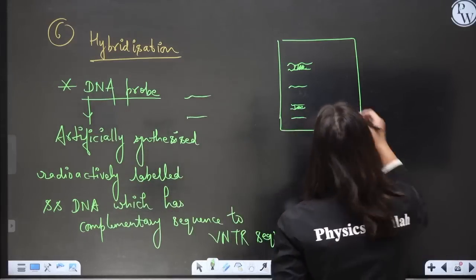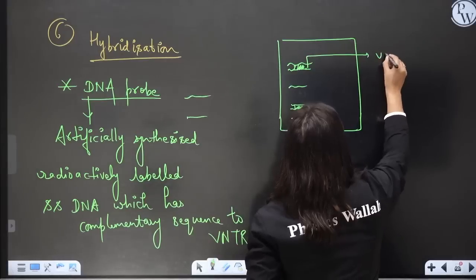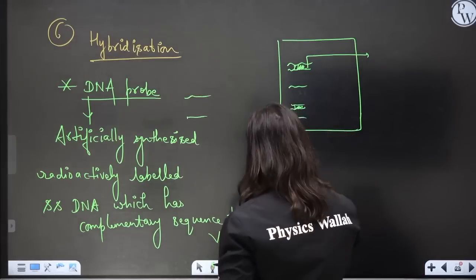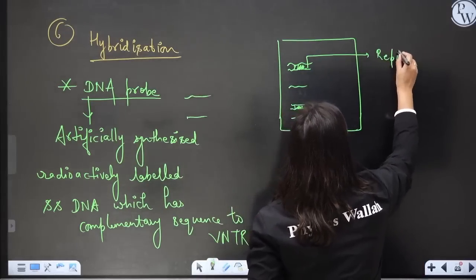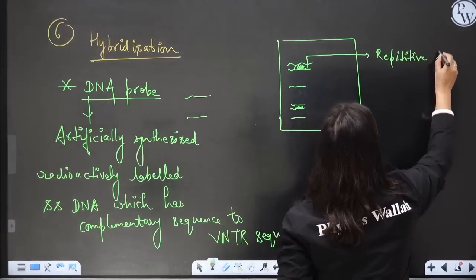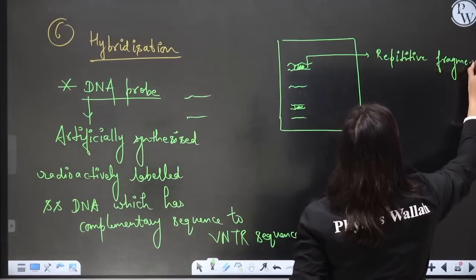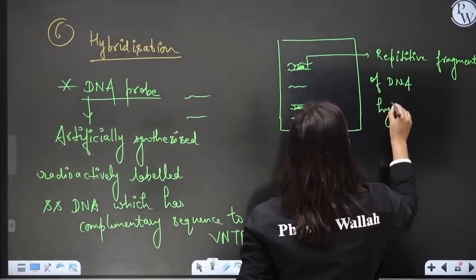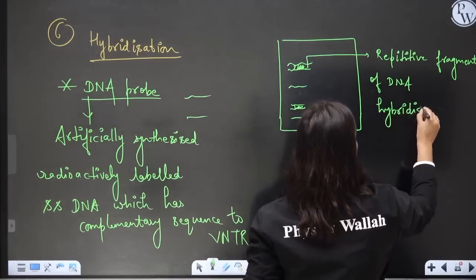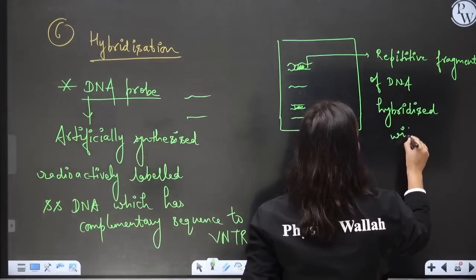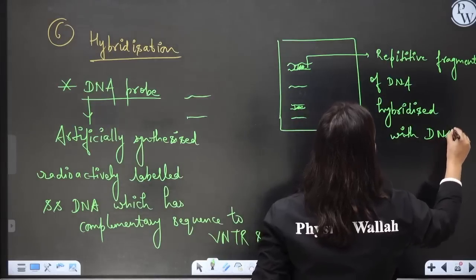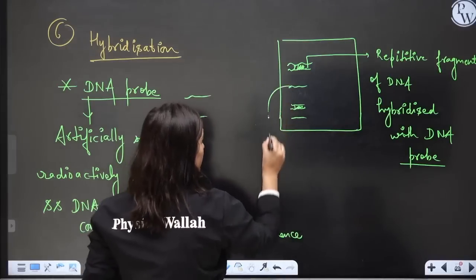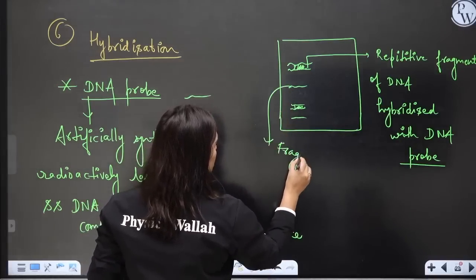And then finally, this is repetitive DNA hybridized with a DNA probe. This is repetitive fragment of DNA hybridized with DNA probe. And these are the fragments which do not contain repetitive sequence.